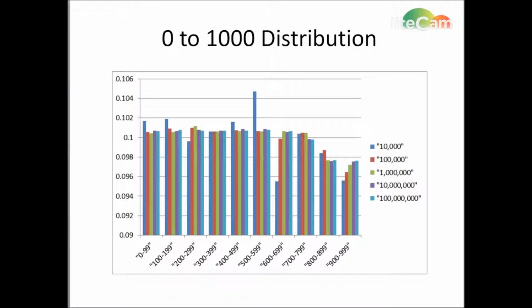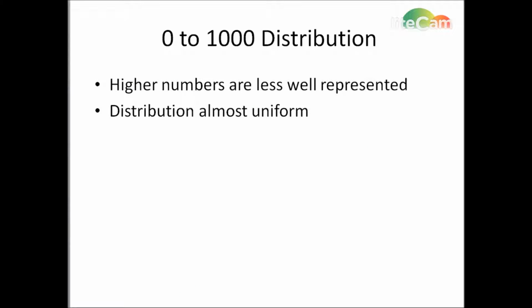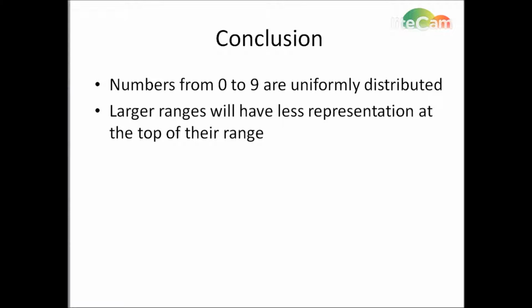Here is the graph for 0 to 999. Notice that the increasing number of trials are represented by different colors. The occurrence of an individual number is grouped together along the abscissa. The trial number for this grouping increases from left to right. It is seen that the higher numbers occur less frequently than lower numbers, even with an increased number of trials. However, the distribution is almost uniform.